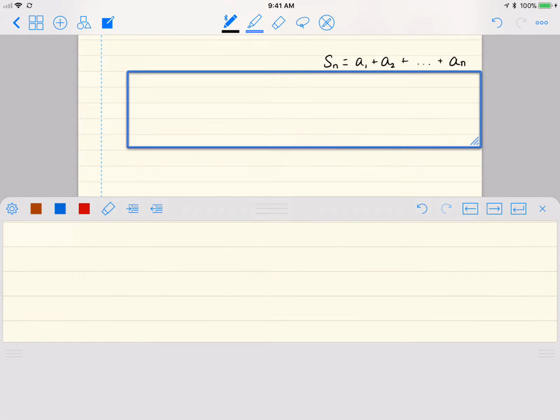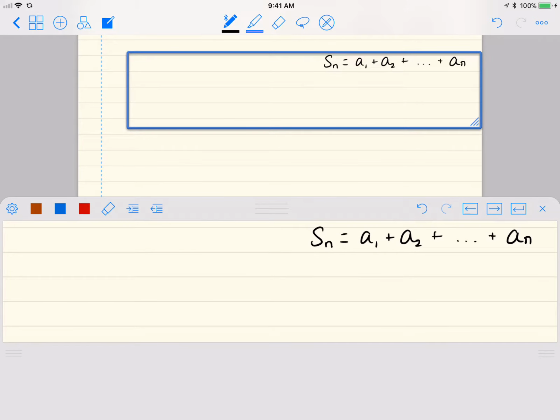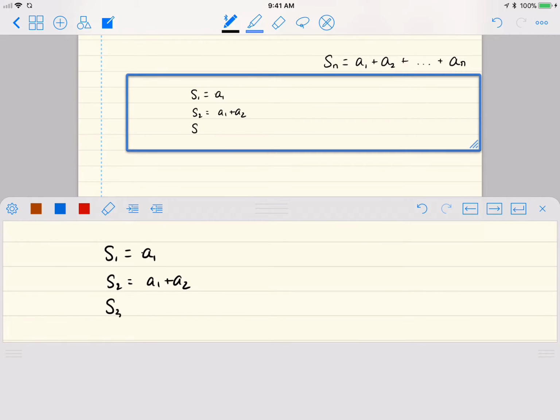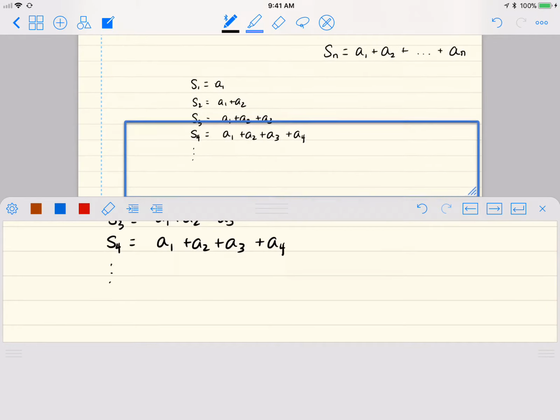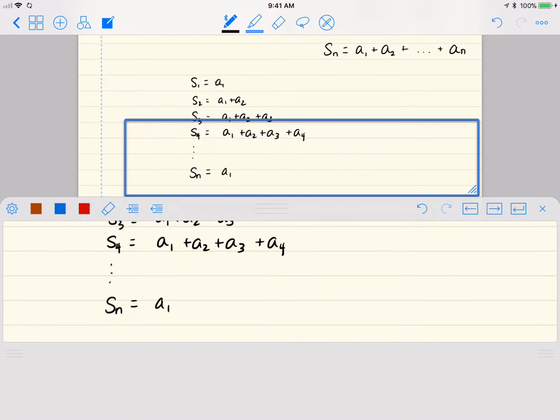so let's see here. We're going to need to find a pattern. So S1 is going to be A1. S2 is going to be A1 plus A2. S3 is going to be A1 plus A2 plus A3. S4 is A1 plus A2 plus A3 plus A4. And from there, I should be able to figure out a formula for Sn, A1 plus A2, adding all the way up to A sub n.